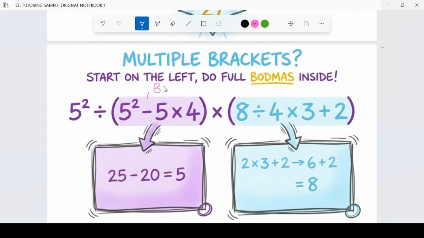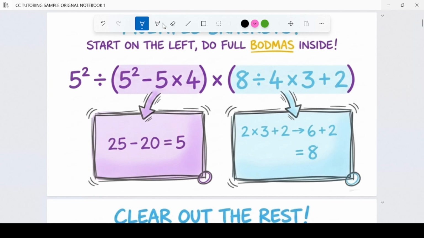According to BODMAS, in this bracket, I'll solve the power first, and that is 5 to the power 2, that is 5 fives are 25. So I'm going to solve this bracket. I have told you about BODMAS. I have solved this bracket and I got my answer 5. Now this is also a bracket. Now I'm going to solve this bracket as well, and I got my answer 8.